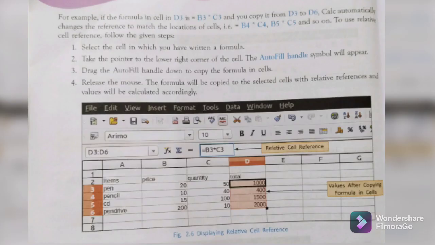For example, if the formula in cell D3 is B3 into C3. First you need to select a cell. Here we selected the cell D3 and we wrote the formula B3 into C3. Now you copy it from D3 to D6.